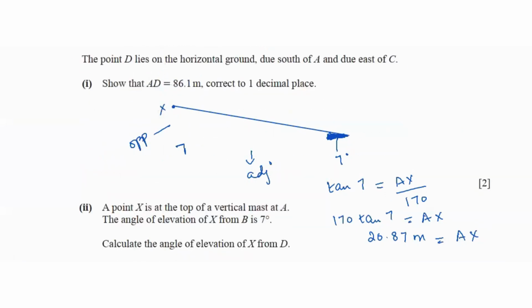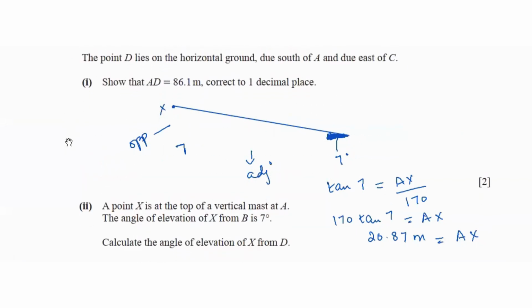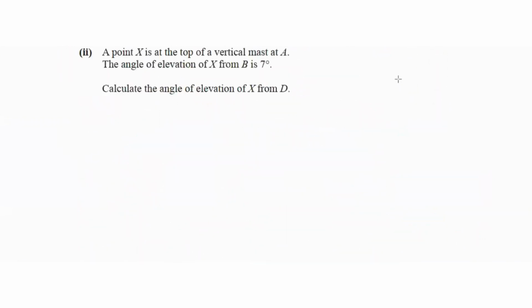Then we have to figure out the angle of elevation of X from D. So let's just redraw this diagram over here. We already figured out what AX is. X is over here, at the top of a vertical mast at A. This is A, this is B. This was 170 meters. Angle of elevation was 7 degrees over here. And AX we found as 20.9 meters, if we round the 20.89. So this is a 90-degree angle over here.